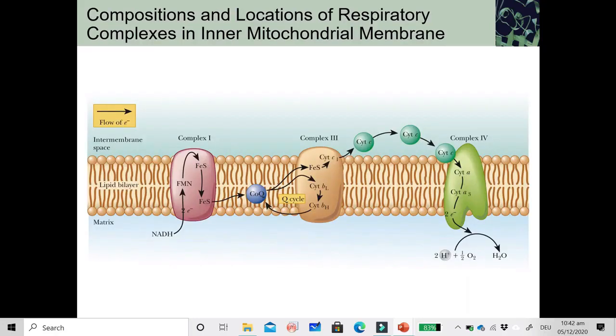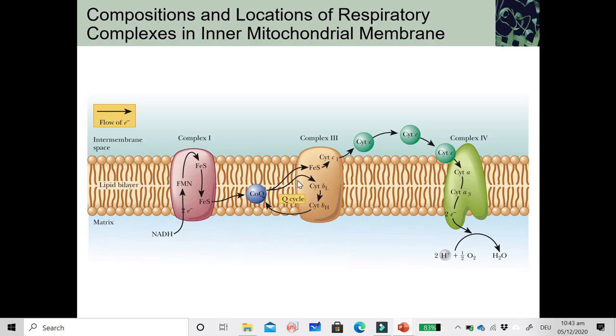Now, this is the flow of the electrons that I want you to notice. It's the compositions and the locations of the respiratory complexes in the inner mitochondrial membrane. Again, NADH is oxidized by complex 1. Remember, 2 electrons are transferred to the flavin mononucleotide, then to the iron sulfur clusters, then to the molecule of ubiquinone, coenzyme Q, and this coenzyme Q is oxidized by complex 3.